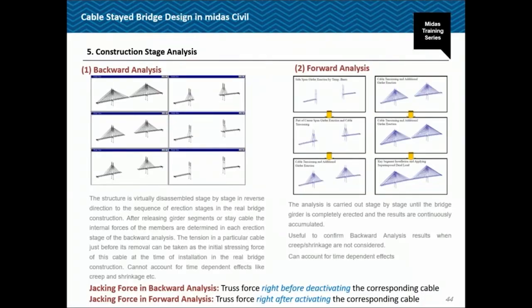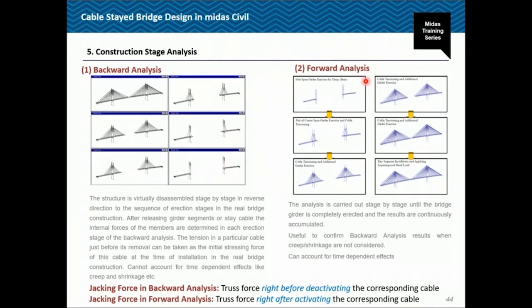So generally the construction stage analysis can be of two types for a cable stay bridge. First is your backward construction stage analysis. Second can be your forward construction stage analysis. Backward would go in this fashion where you deactivate the elements in a backward sequence of a real construction process. So you start with the pretensions that are obtained in the final stage analysis. This would be your first model, and then you deactivate through different stages to reach the first stage.